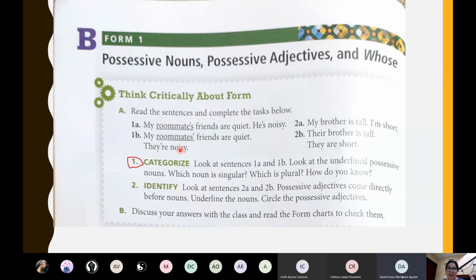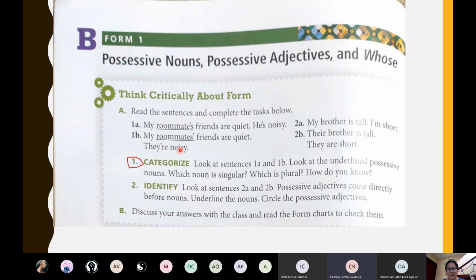That one is a possible answer. It's okay. Thank you, Abby. But there is another one that you can look at. Very, very good analysis, Abby. That is a very good answer, and it's okay. But there is another way in which we can know if it is singular or plural.